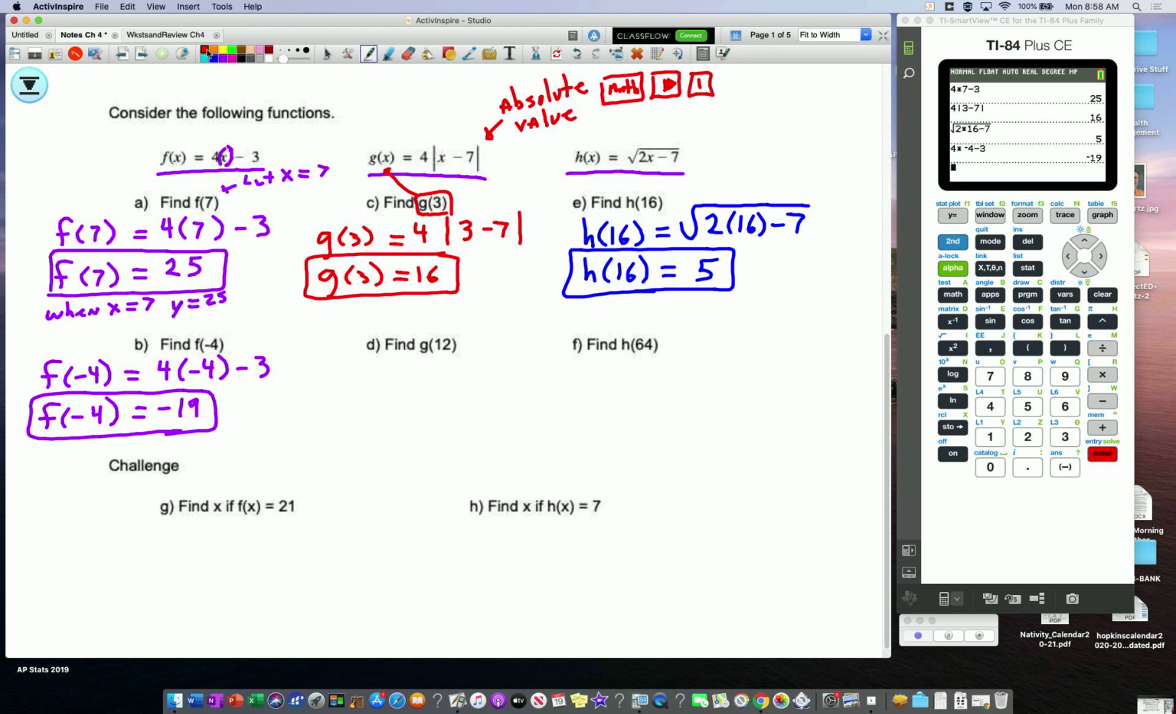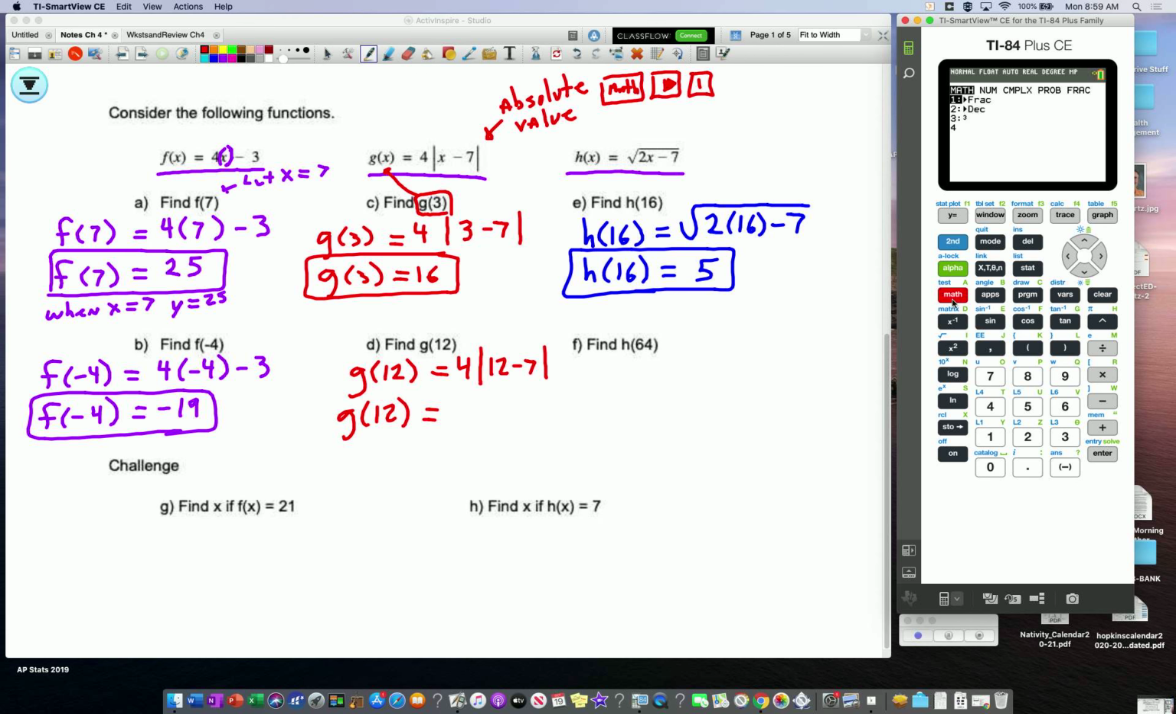Let's try the next one, g of 12. All right, plugging in g of 12 here, I get 4 times the absolute value of 12 minus 7. So now I can use my calculator and go 4, math, number, absolute value, 12 minus 7, enter, and I get 20.